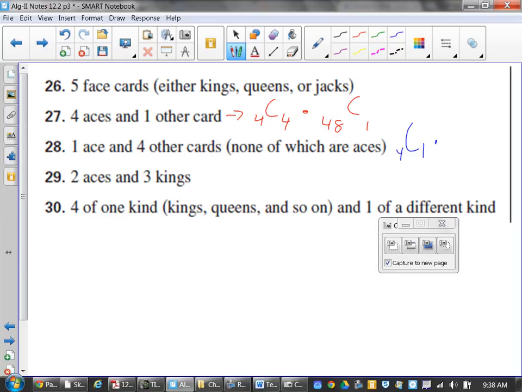Now, here's the deal. 51, you don't want aces, so you got to pull out the 4 aces, which leaves you 48. Choose how many? 4. Oh, wow. You get a lot of combinations there. 770.